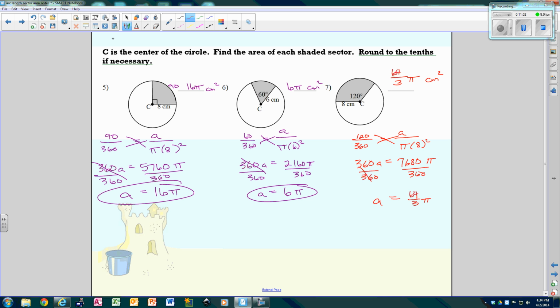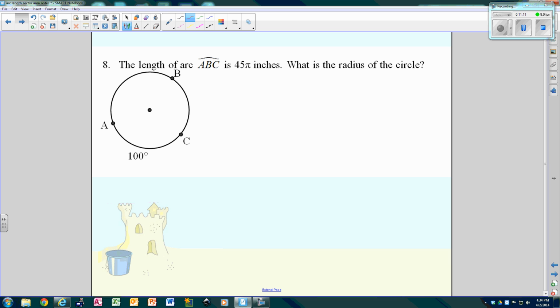All right, so the next thing you're going to do is take the sector area and arc length student activity, and you're going to go to number 8, because sometimes I will give you everything and ask you for the radius, which means I expect you to work backwards. So since we're talking about the length of the arc, I'm going to use the formula arc over 360 is the length of the arc divided by 2 pi r.